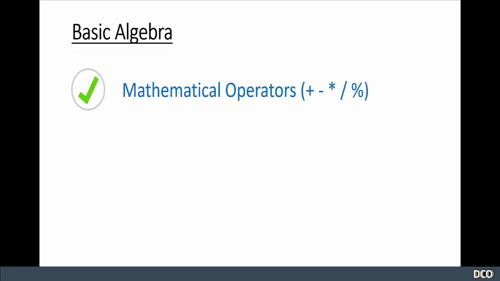We started by having a look at how to do basic algebra in Python. In that lecture, we introduced the concept of mathematical operators, which we said were just special symbols that let Python know which mathematical operation to do. We learned how to add, subtract, multiply and divide numbers, as well as learning about the modulo function, which just finds the remainder of a division.